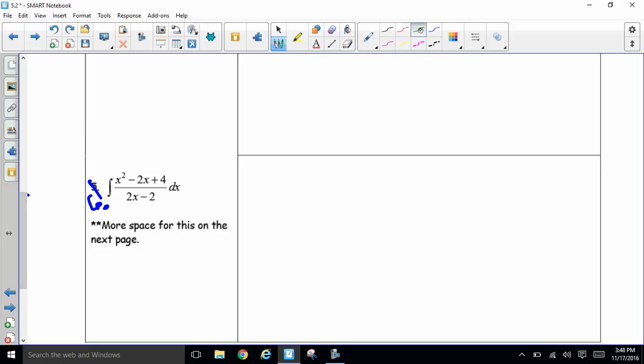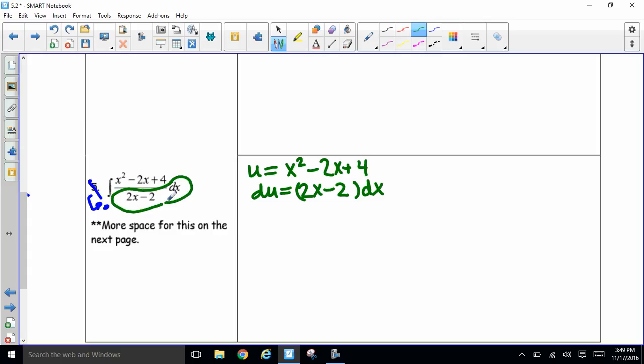Our top is more complicated. So if we let our top be our u choice, so u equals x squared minus 2x plus 4, then du equals 2x minus 2, again, all of that in parentheses, times dx. I wanted to bring your attention to this because this looks promising, but it's algebraically not the same. I need you to look at the original problem and realize that, to make the original problem work, we would need du equals 1 over 2x minus 2 times dx.